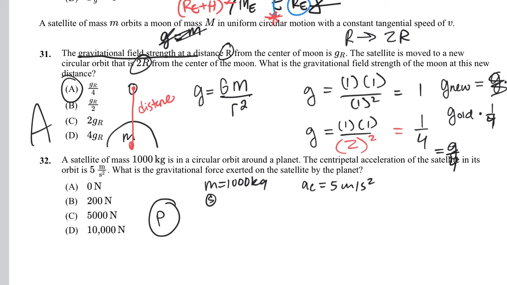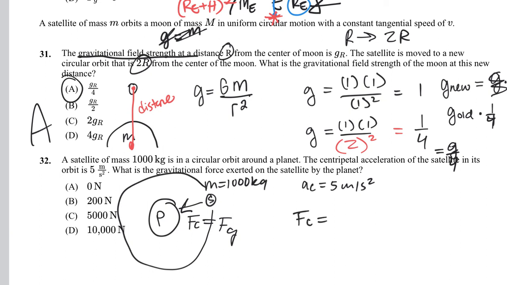Okay, so what we need to do with this is that we know that the centripetal acceleration of the satellite is going to be due to the force of gravity. So whenever the satellite goes around the planet, the centripetal force is going to be due to the force of gravity. The centripetal acceleration of the object also represents the strength of the gravitational field at the satellite's location. So centripetal force is going to be equal to force of gravity.